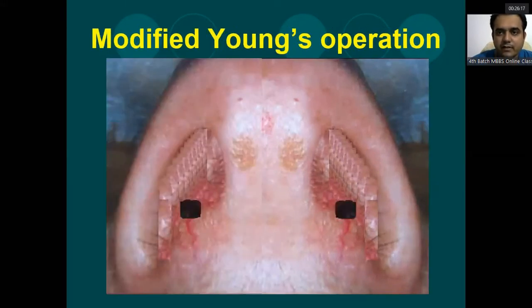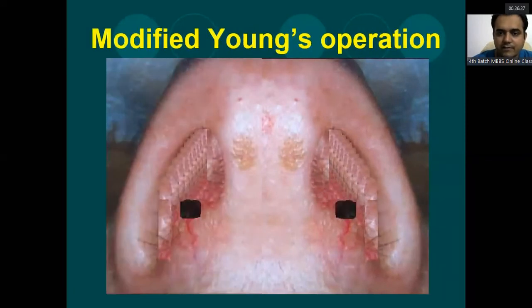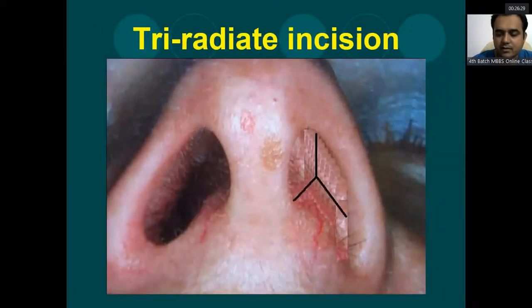But in modified Young's operation, small 3 mm windows are made so that the patient can breathe, right? After the Young operation has been done. And later on, after the Young operation or the modified Young operation, this should be opened when the disease has been cured, right? After 1 year or 1.5 years. So you make a tri-radiate incision, just like the logo of the Mercedes-Benz, right?